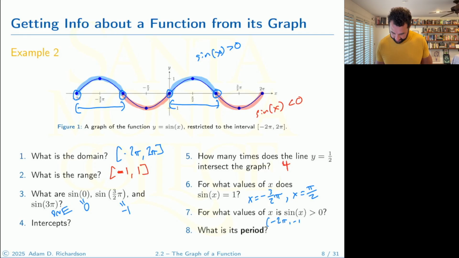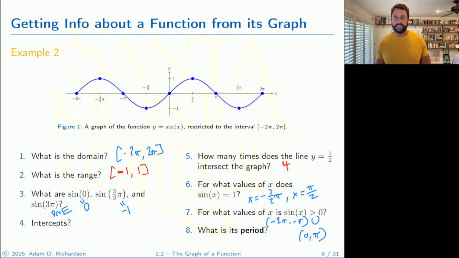-2 pi to -pi, union 0 to pi, 0 to pi, just like that. All right. Now this last question, let me erase this stuff.